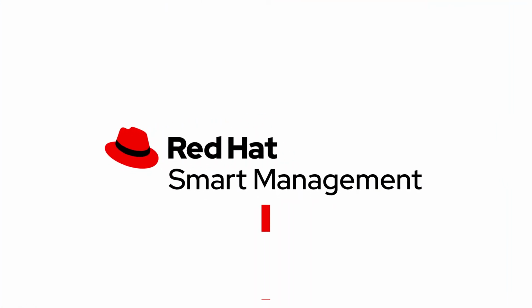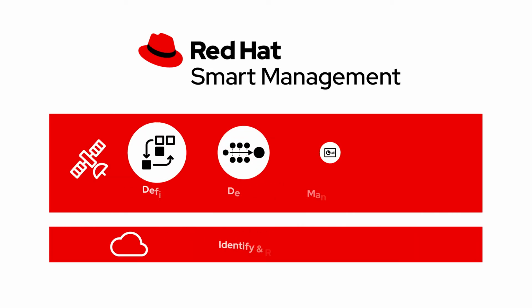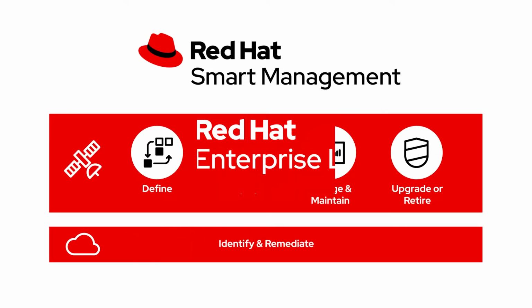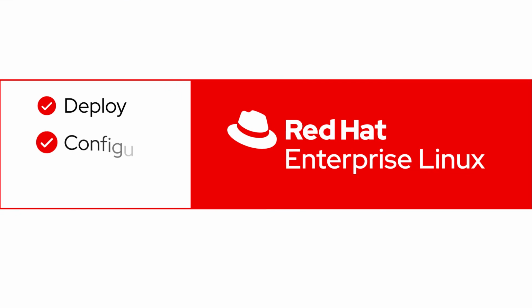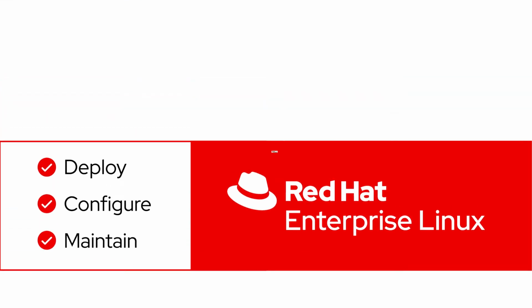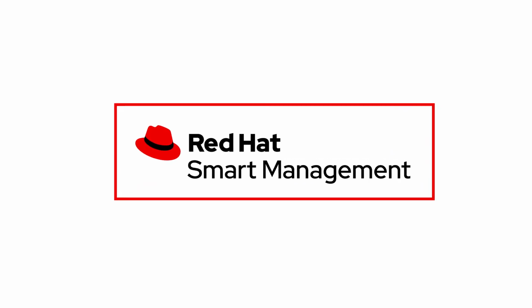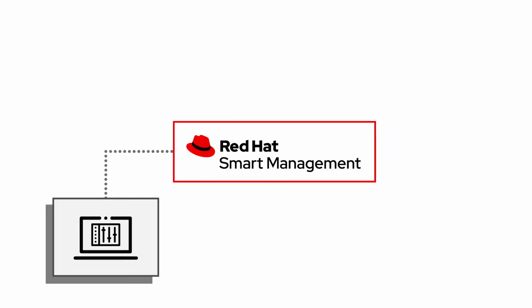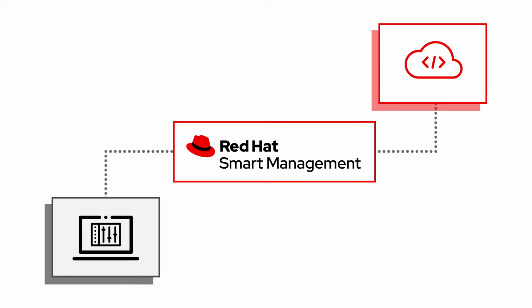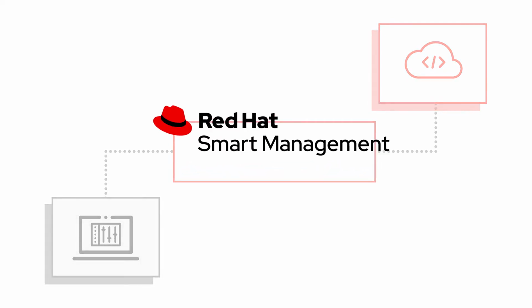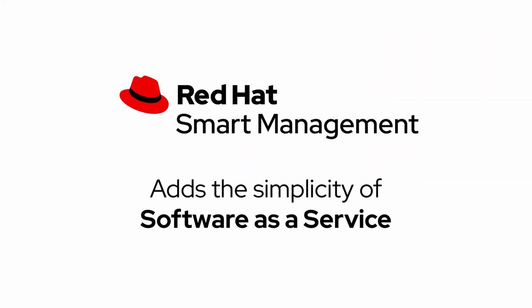Red Hat Smart Management is an end-to-end lifecycle management solution, specifically designed to deploy, configure, and maintain Red Hat Enterprise Linux infrastructure. Red Hat Smart Management combines the power of on-premises management with Red Hat Ansible automation technology and adds the simplicity of software as a service.